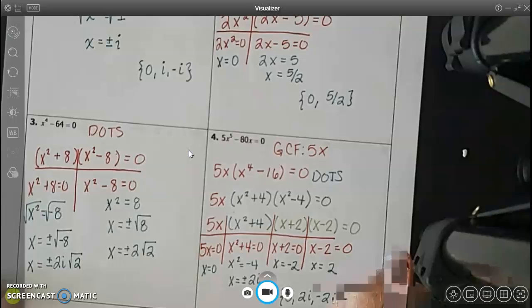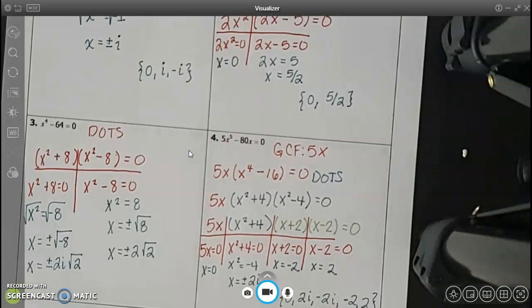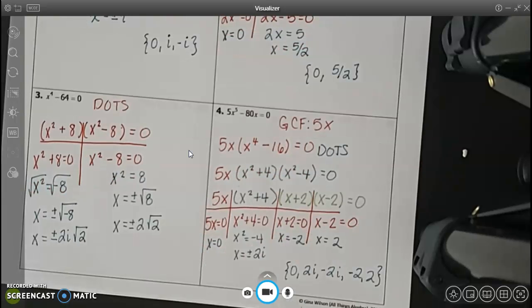All right, so I am going to stop this video here. This is factoring and setting equal to 0 to find our solutions. We didn't do any sum of cubes or difference of cubes, but I think I'm going to hold off until next week with that.